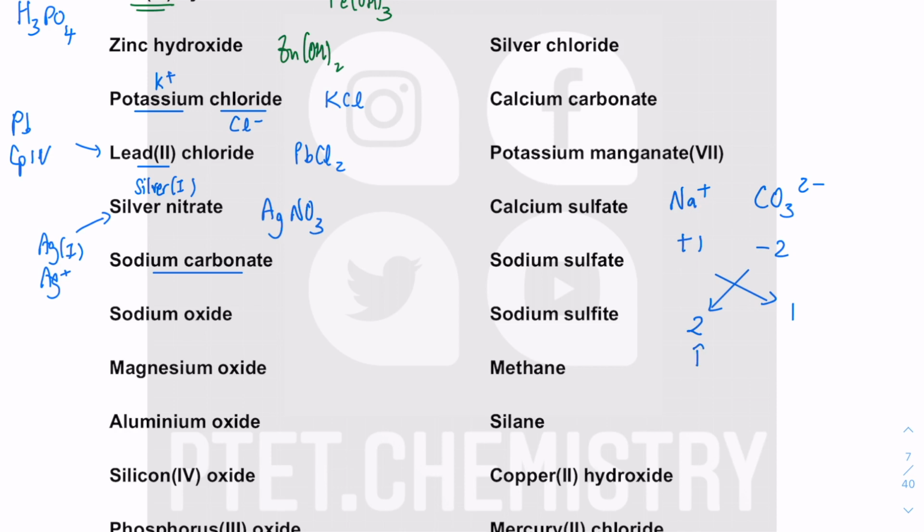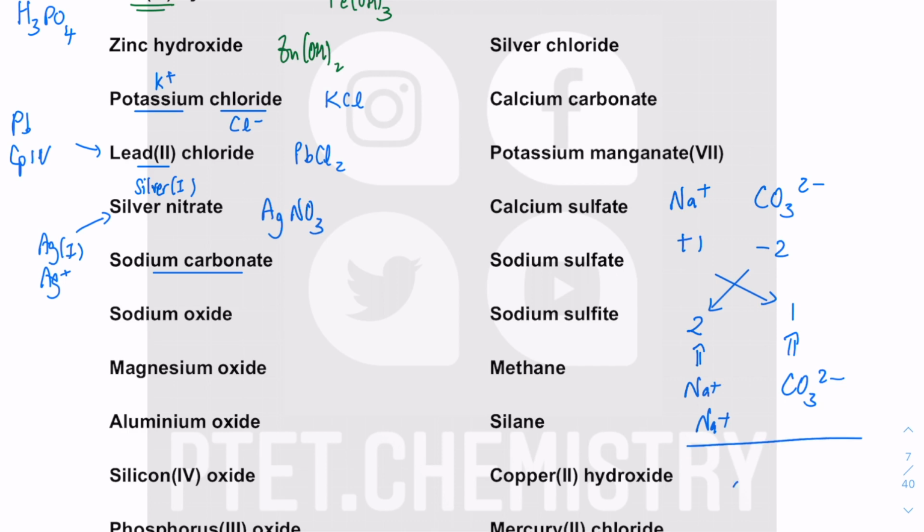If you have 2 there, what does that mean? That means you need 2 of the Na plus. You have 1 there, what does it mean? 1 of the CO3 2 minus. The charges balance out, so the compound has no charge. Plus 1 twice is a total of plus 2, which cancels out the minus 2 from one of these.